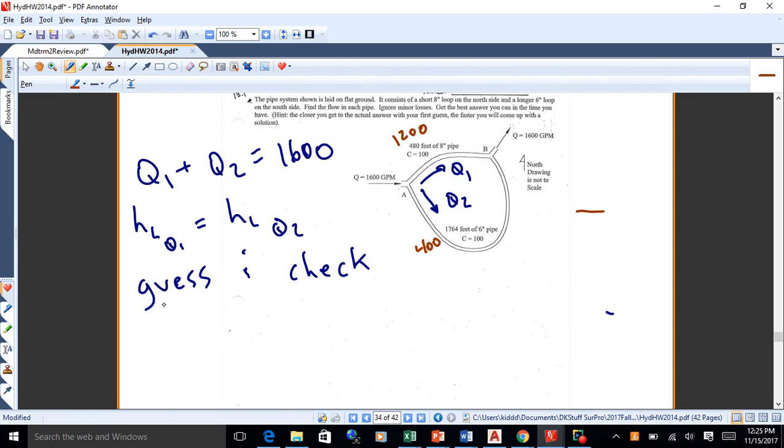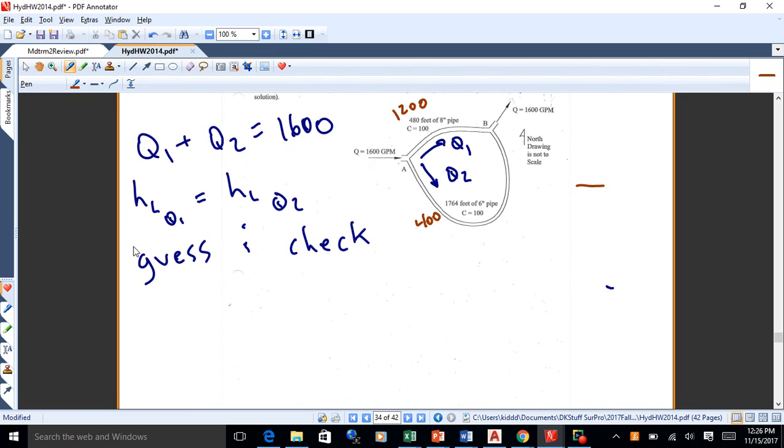So if we've got 1200 and 400, with 8-inch pipe and 6-inch, and this is C100, for the 1200 it's 4.14. That's off the charts. Then we multiply that by 4.8 because there's 480 feet of pipe. So for 1200 in the 8-inch pipe, we get 4.14 feet per 100 feet. Multiply that by 4.8 and we get 19.87.